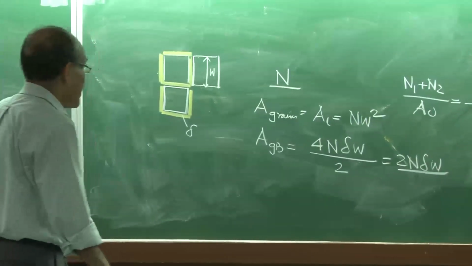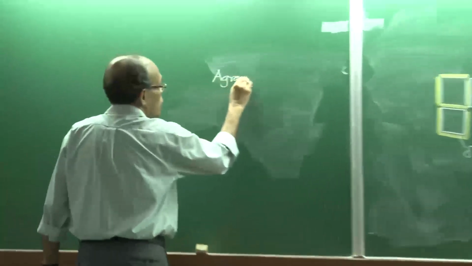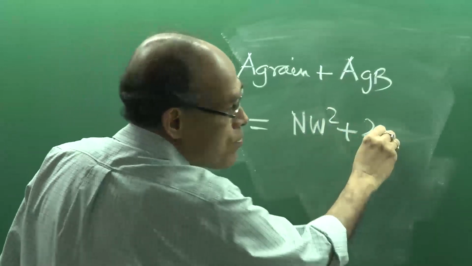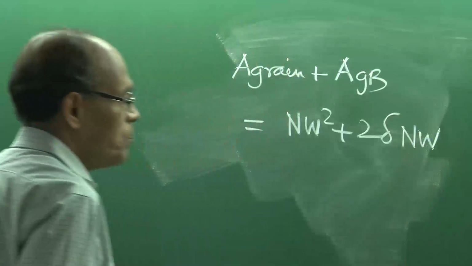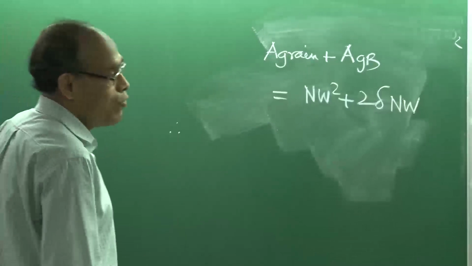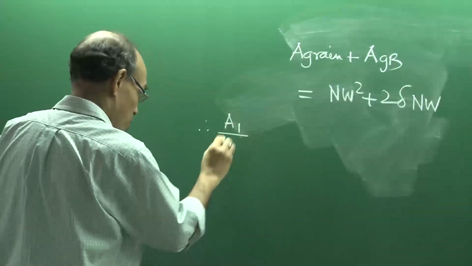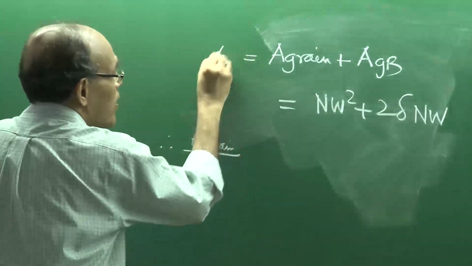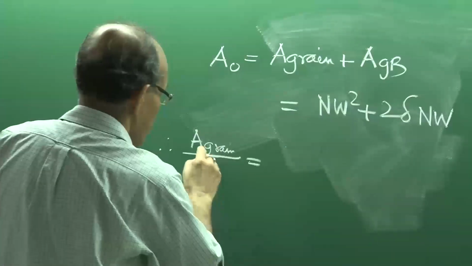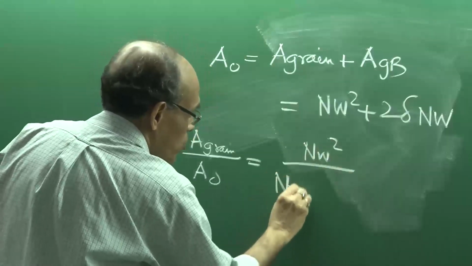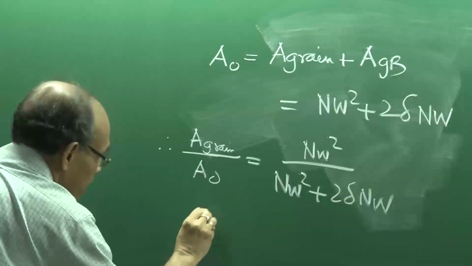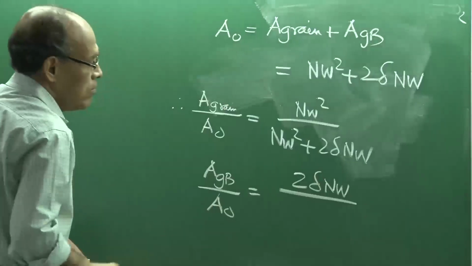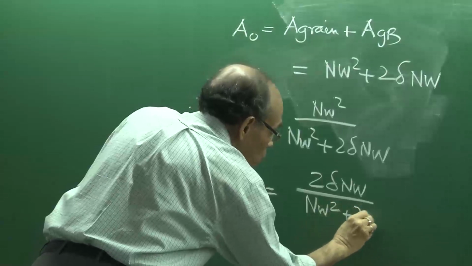Now, if you look at the ratio, a grain plus a grain boundary becomes equal to N W square plus 2 times delta into N into W. So I will write A grain by A total, or A0. This becomes equal to the area of the grain, NW square, over NW square plus 2 delta NW, and then A grain boundary by A0 is equal to 2 delta NW divided by NW square plus 2 delta NW.